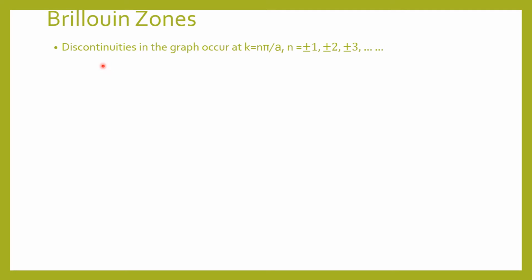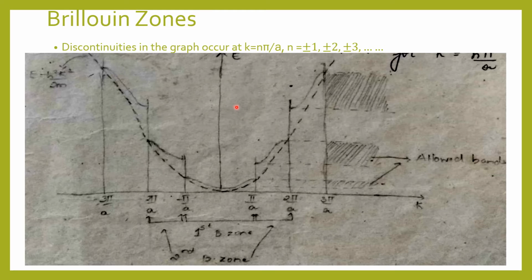So when we plot the graph of E versus K, there will be discontinuities in the graph which will occur at K equal to n pi by a, for n equal to plus or minus 1, plus or minus 2, plus or minus 3, and so on. So this is the graph of E versus K. These are the curves, these solid curves on both sides of the y-axis.